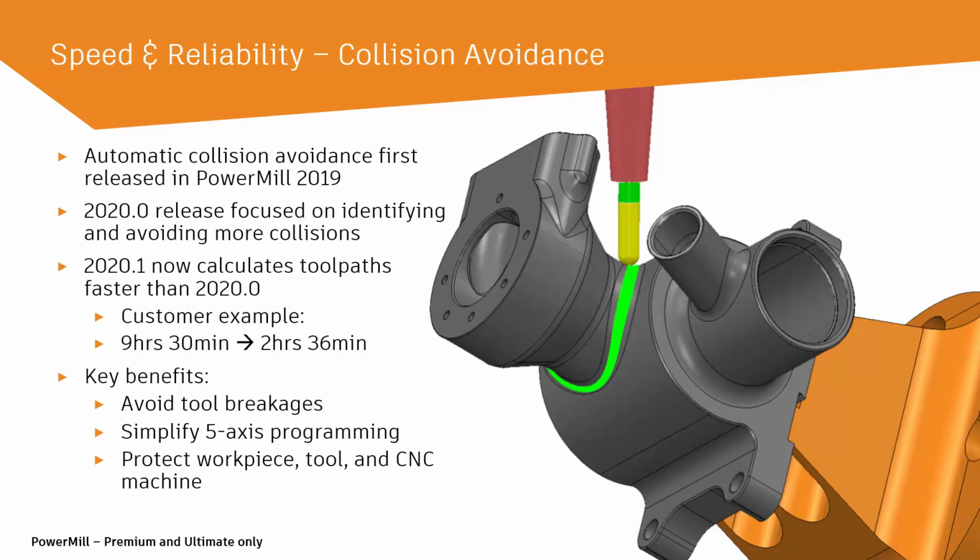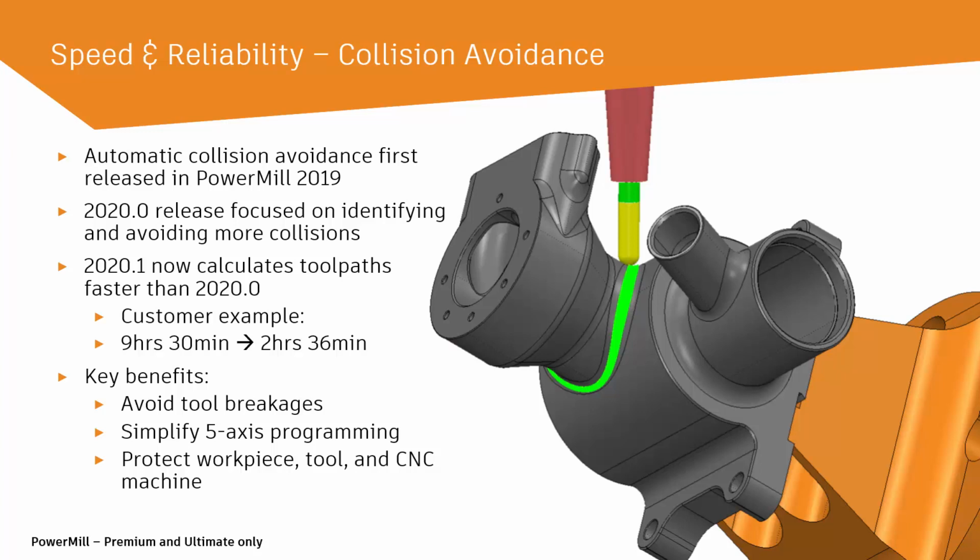Now, this focus on usability and reliability has continued with the release of 2020.1, and it includes some additional significant gains in terms of speed. So in one particular customer example, the processing time for a particular part has been reduced from 9 hours and 30 minutes, that was with the previous release, 2020.0, all the way down to just over 2.5 hours. That's a reduction of more than 73%, and yet we still create exactly the same smooth, safe, predictable 5-axis tool motion.